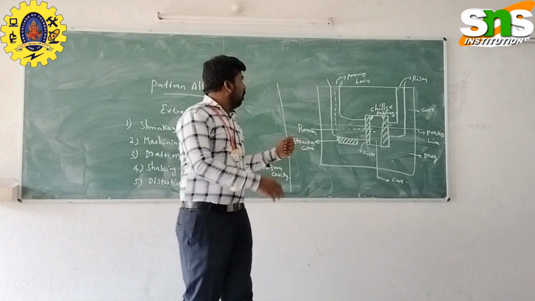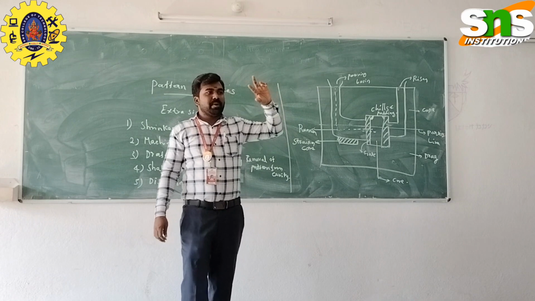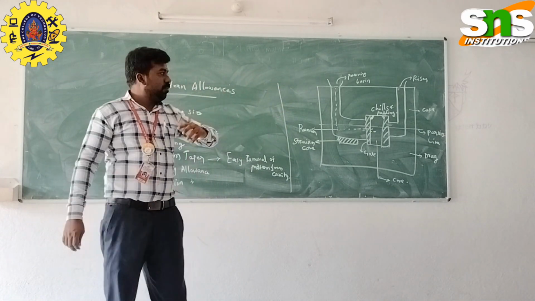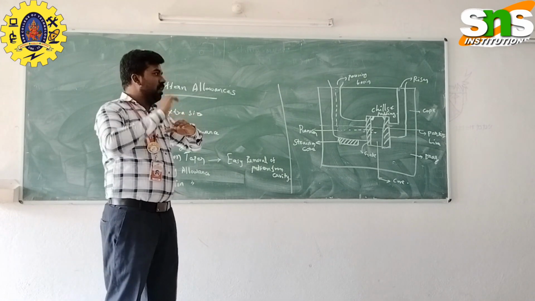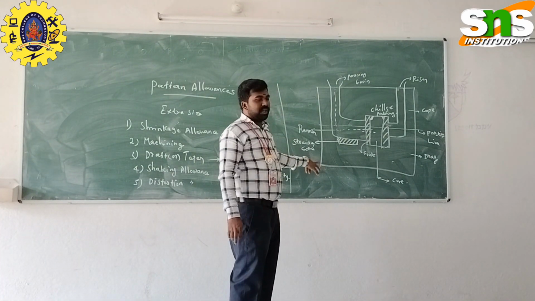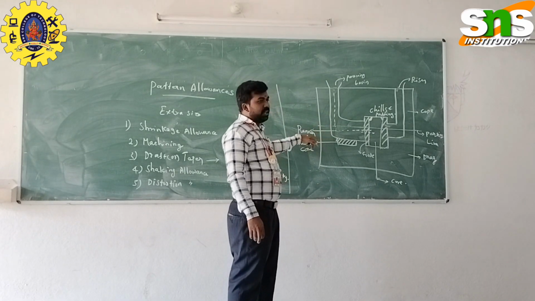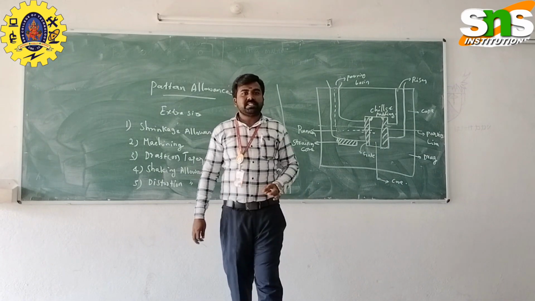Again I will discuss one by one. It consists of two parts. The upper part is the cope, the lower part is the drag. The parting line separates the two portions of the molding flask. This whole component is called the molding flask. So the important parts are runner, riser, mold cavity, gate and the core, chills and the padding.